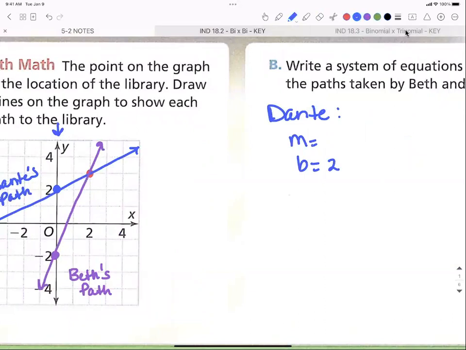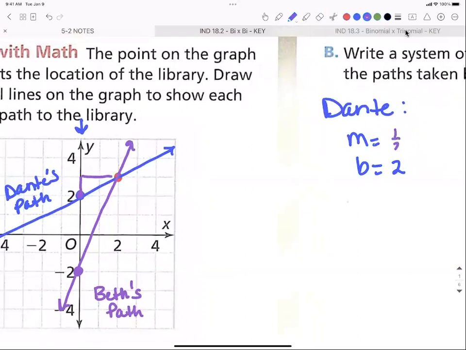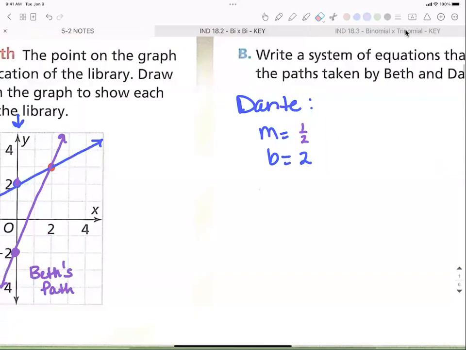Now, if I use the library as a good point and the B as a good point, I can find Dante's slope, because I can go from the B up 1 over 2, right? And that's Dante's M, or his slope, up 1 over 2. And I'm going to erase that little, just so I can keep it clean here, okay? So for Dante, I can write an equation now because I have an M and a B, and it is y equals mx plus 2. Okay, a little bit of review from Christmas on how to write an equation based on a line.